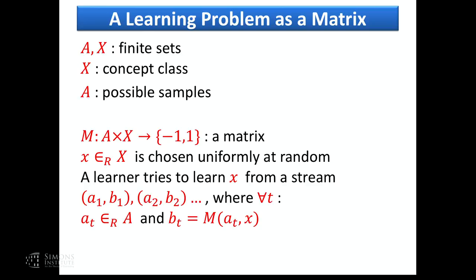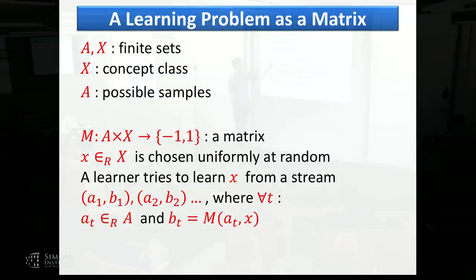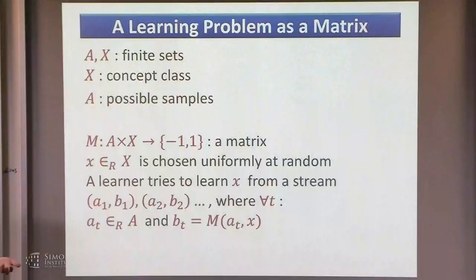So I want to view the learning problem now as a matrix. The rows would be just a finite set A. The columns would be a finite set X. What would the rows correspond to? All possible samples that I could see. And the columns would correspond to all possible functions that I'm trying to learn. Okay? So this is a huge matrix. So if you think of parity learning, it's a 2^n by 2^n matrix. At entry (a, x), I just put the value of the function x on the input a. Okay, so this is how I encode this as a matrix.